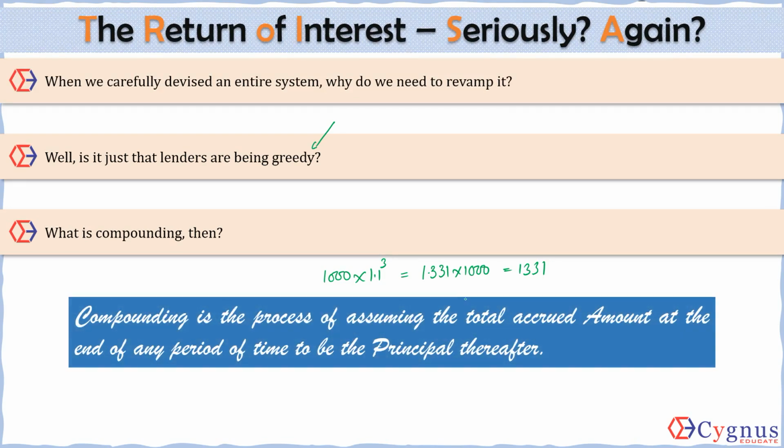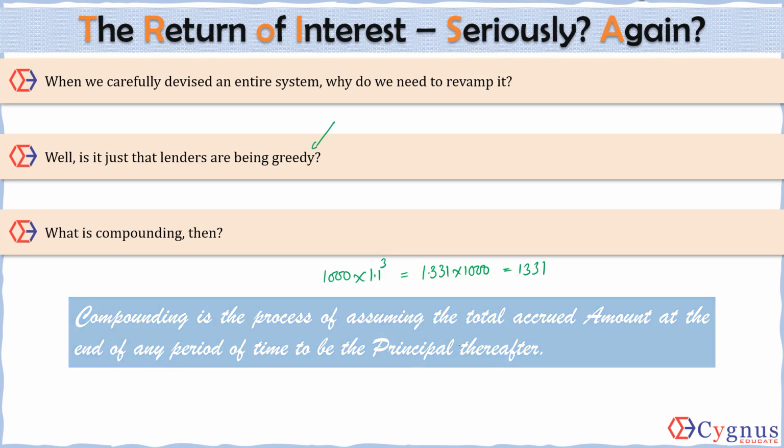So what's compounding? It is the process of assuming the total accrued amount at the end of any period of time to be the principal thereafter. That means in this case, the principal will always change. If you borrow it for one year, the principal would be different. If you borrow it for 2 years, after one year, you need to change the principal. Fine. Let's look at a few questions here.